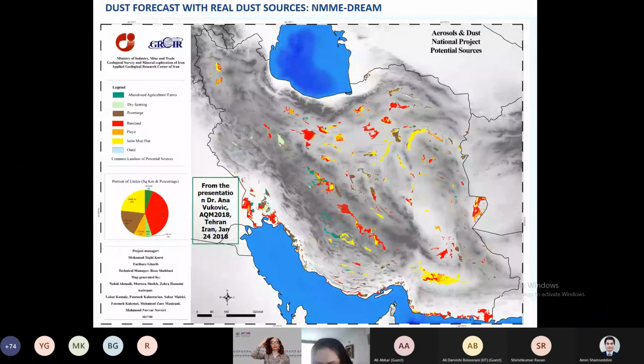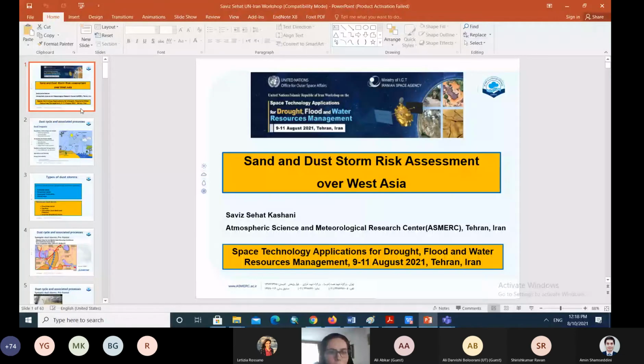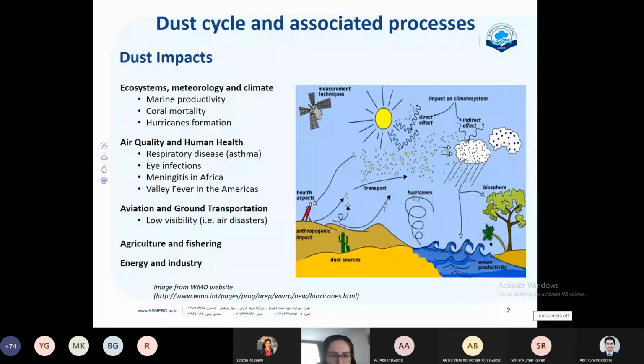As you may know, you all know about the dust cycle and associated processes. Dust has impacts on several fields such as ecosystems, meteorology and climate, as well as air quality and human health, and also aviation and ground transportation because of the low visibility, as well as agriculture and fishing, and also energy and industry. Dust can play an important role in the energy budget through wet and dry deposition and also biochemical reactions.